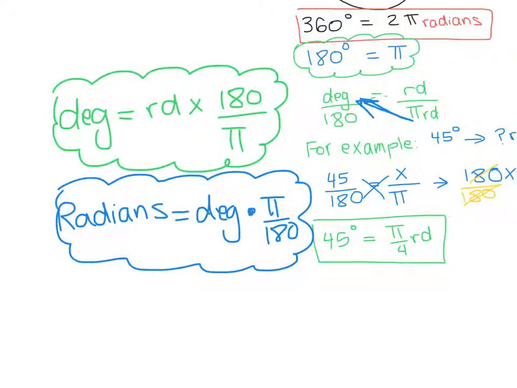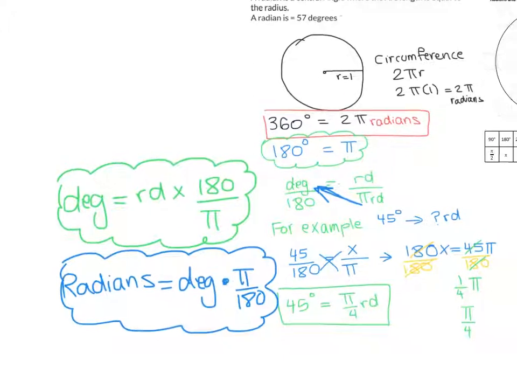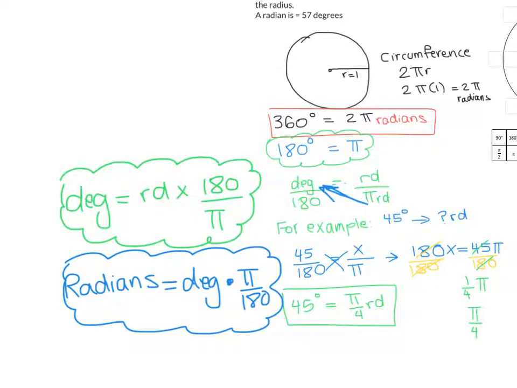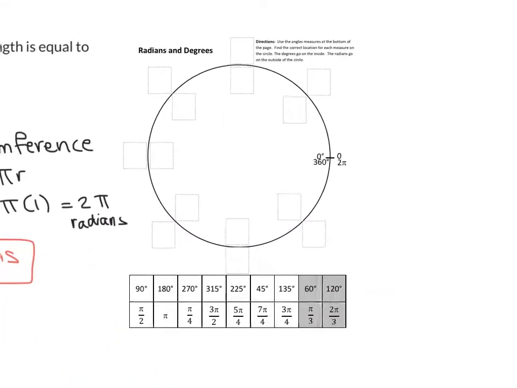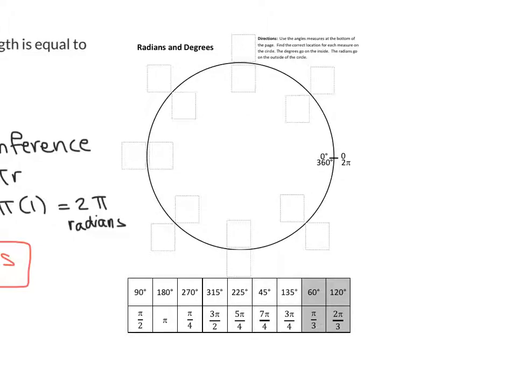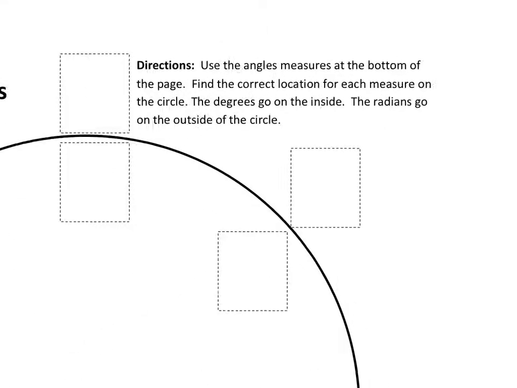So now, after you write this on your cheat sheet, if you need to pause the video, go ahead and pause the video. And after you copy that, let's take a minute and think about this. Let's read the instructions to be careful and follow the directions. So they want me to use the angle measures at the bottom of this page. Let me look at that.